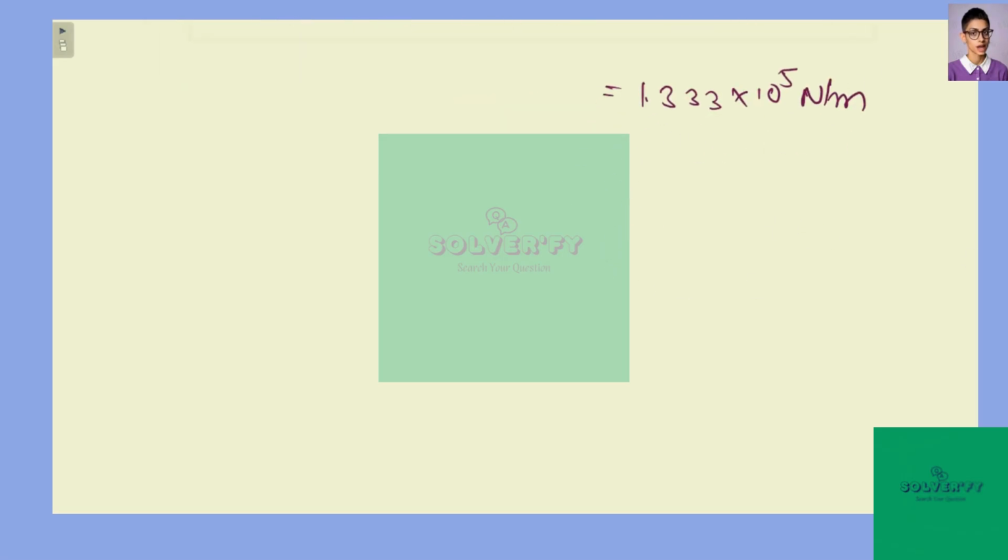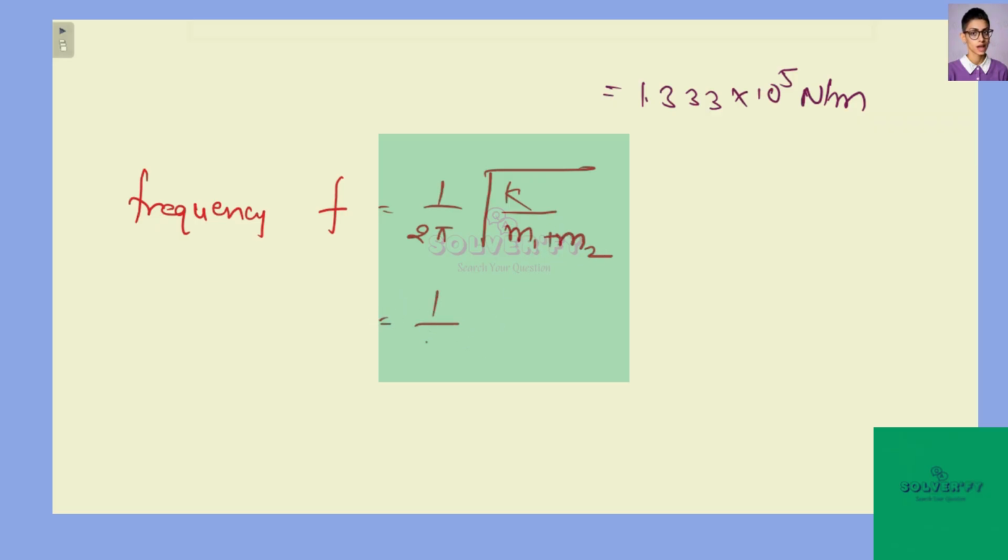Now we have to find the frequency of oscillation. The frequency is given by 1 upon 2 pi under root of K upon the total mass, that is m1 plus m2. Now put all the data in this equation. So this is 1 upon 2 pi under root of K, which is 1.333 into 10 to the power 5, upon the total mass, 1500 plus 68.